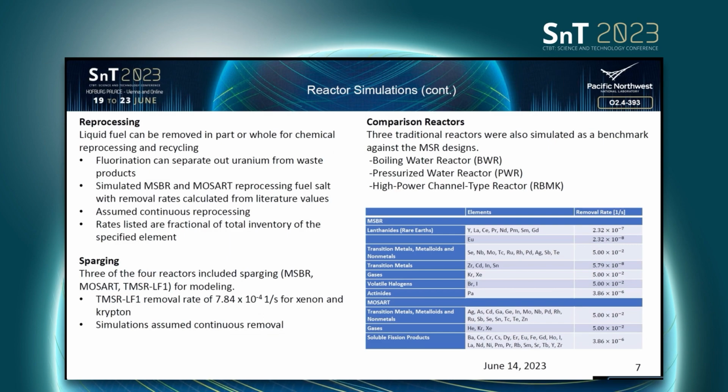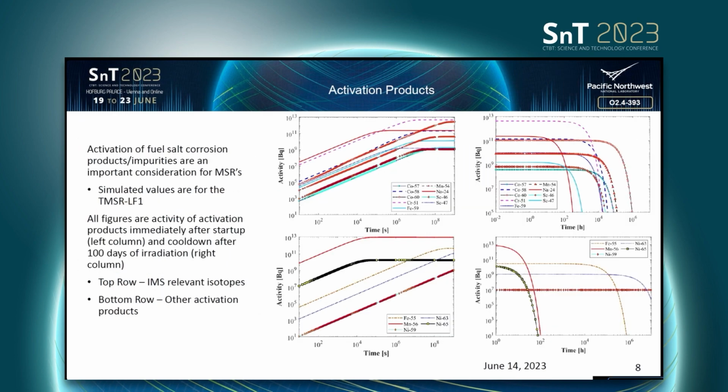The comparison reactors, you have to have a baseline, of course. So traditional power reactors, the BWR, PWR, and RBMK were included in the simulations. So one of the first things we pulled out and looked at were the activation products. The fuel salt itself can be activated. Any impurities in the fuel salt can be activated. And if you have impurities in your fuel salt, it is corrosive. So any corrosion products will also become activated.